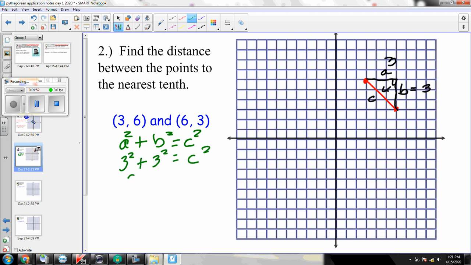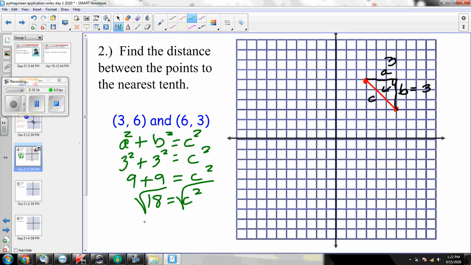b. 3 squared is 9, so I have 9 plus 9 equals c squared. I'm going to add 9 plus 9 because they're on the same side. And then I'm solving for c. I have a c to the second, so I've got to do the opposite of squaring. I've got to take the square root of both sides.